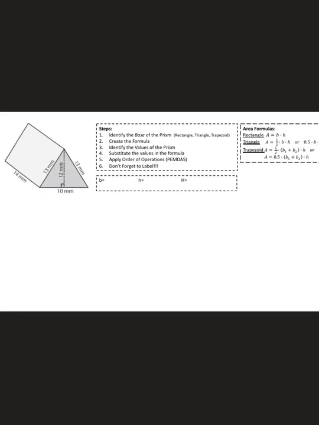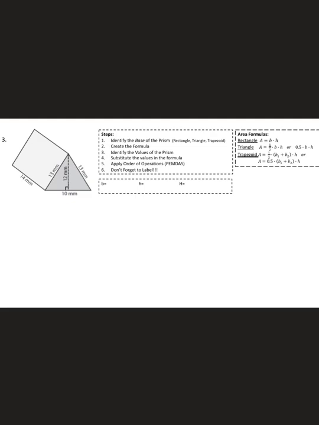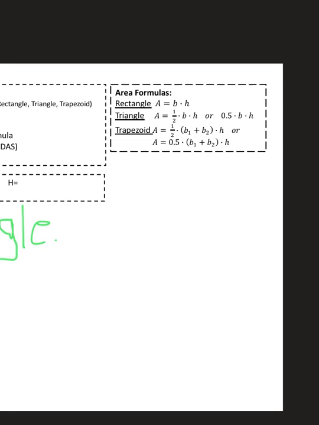All right, so let's look at example 3. I'm just going to try to go through the steps fairly quickly so I don't make this video too long. So let's go to step 1. We need to identify the base of the prism. If you're looking at this prism, we have a triangle right here. So our base is a triangle. And we need to come over here and look at the area formulas and see which one works for the base of a triangle. As you can see right here, we need to use 0.5 times b times h.